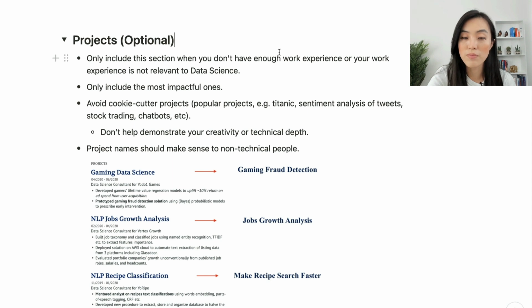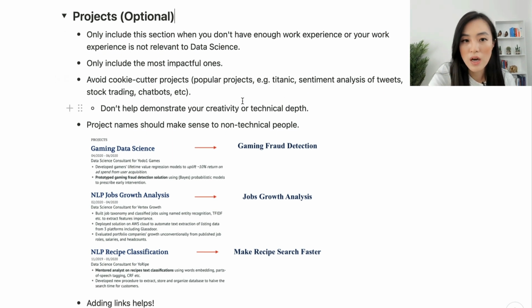Another optional section is projects. You can consider including this section when you don't have enough work experience or your work experience is not relevant to data science. And you only include the most impactful projects, not all the projects you have done. Okay. Another thing to note is to avoid cookie cutter projects. Some popular projects such as Titanic, sentiment analysis of tweets, stock trading, chatbots, etc. Those projects do not help demonstrate your creativity or technical depth. So avoid this kind of cookie cutter projects and consider adding projects that demonstrate your originality and technical depth.